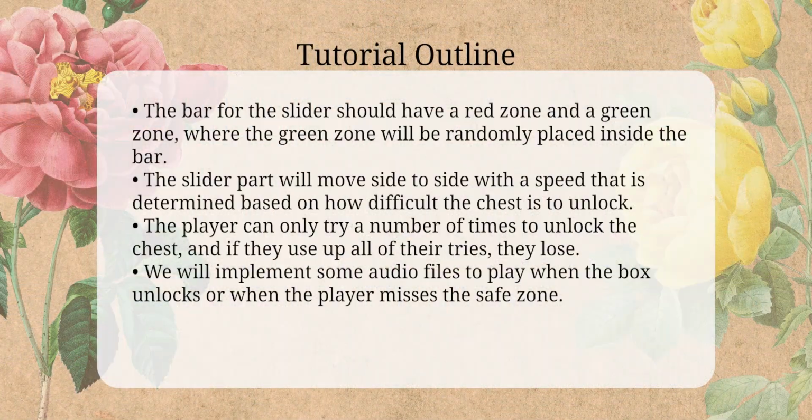So now let's have a look at the tutorial outline to learn more about the functionality of the minigame. So the bar for the slider is going to have a red zone and a green zone, where the green zone is going to be randomly placed inside of the bar. The slider will be moving from side to side with a speed that is determined based on how difficult that specific chest is to unlock. The player can only try a number of times to unlock the chest, and if they use up all of their attempts, they then lose. We will also implement some audio files that are going to be playing when the box unlocks or when the player fails and misses the safe zone.